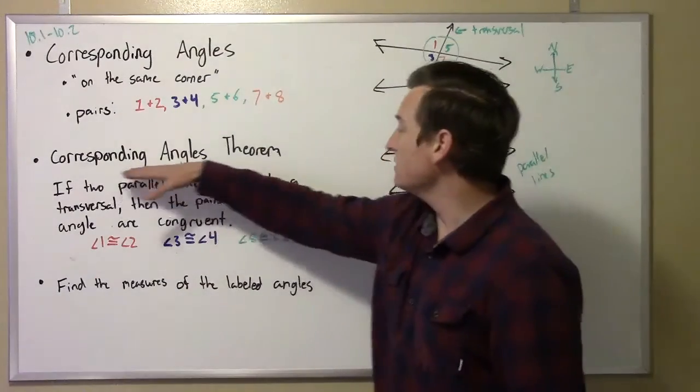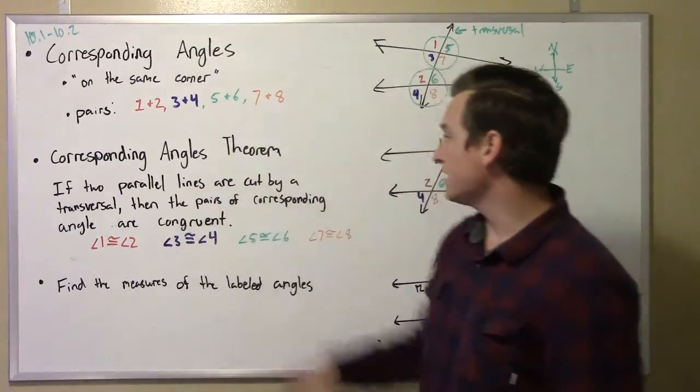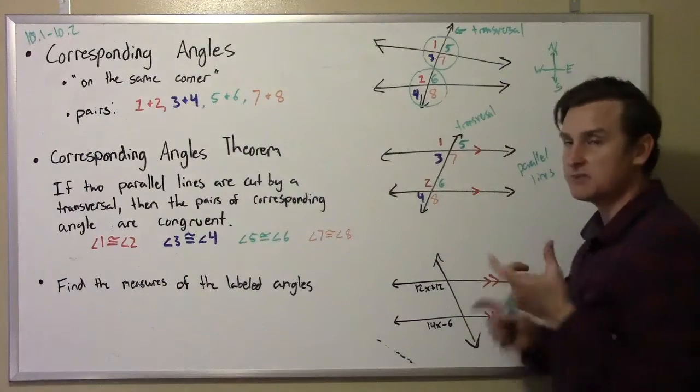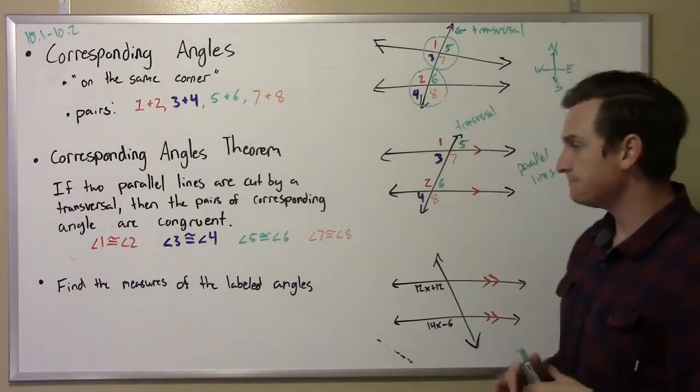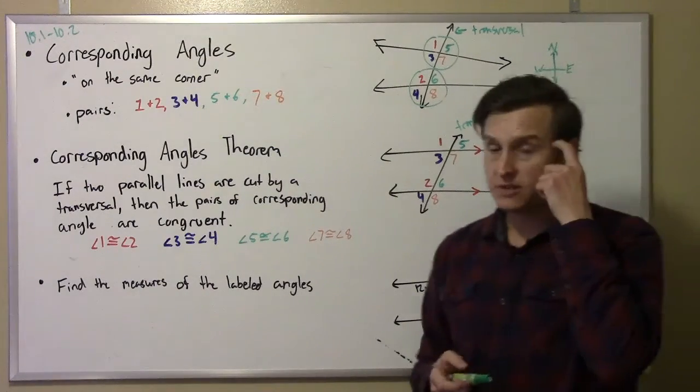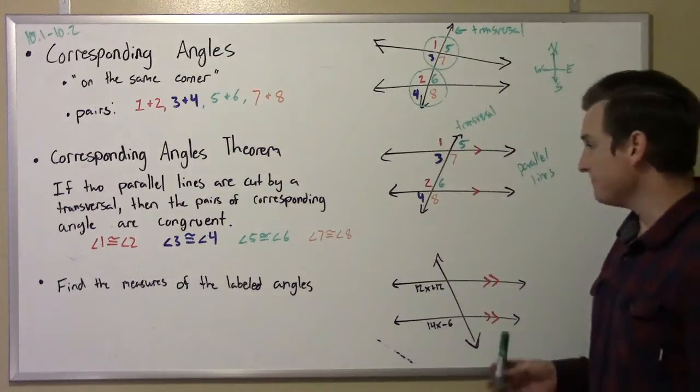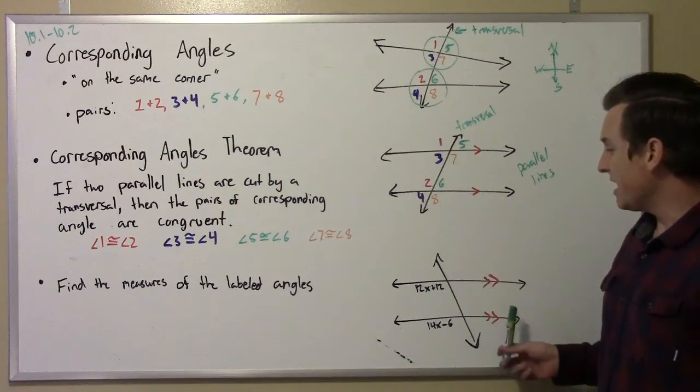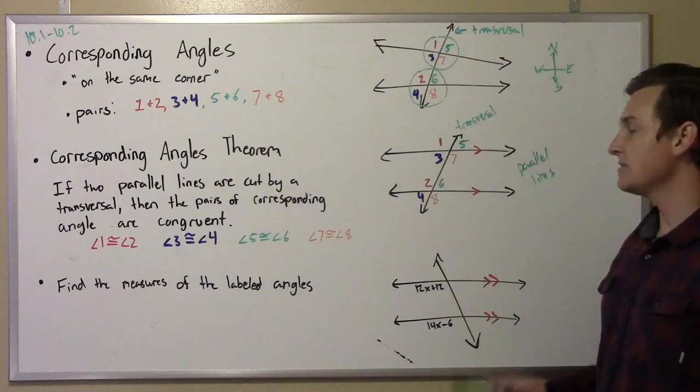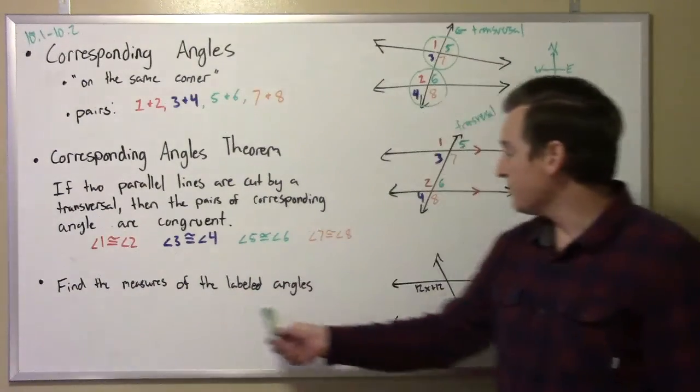So corresponding angles theorem. Lines got to be parallel. If that's true, then your corresponding angles are congruent to each other. Corresponding angle pairs. Okay, what can we do with that? Well, you're going to solve some algebra problems today in your homework, and this is kind of an example of that. So it says, find the measures of the labeled angles.